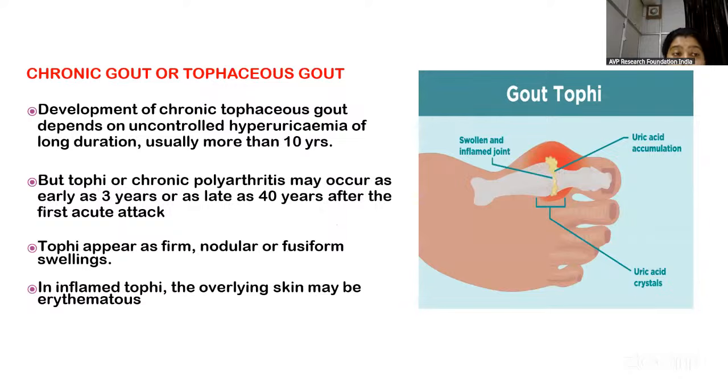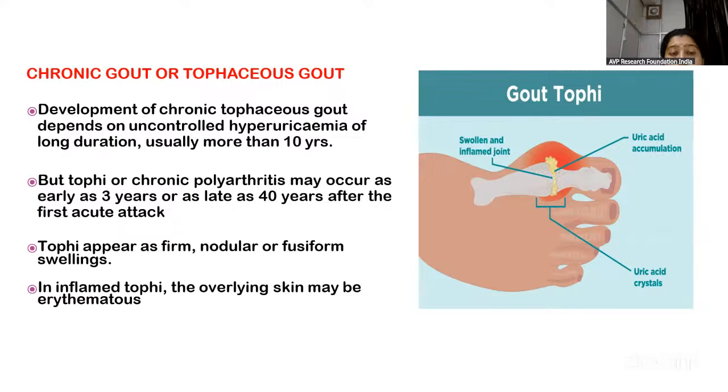Next, moving on to the last stage, chronic gout or tophaceous gout. Development of chronic tophaceous gout depends on uncontrolled hyperuricemia of long duration, usually more than 10 years. But tophi or chronic polyarthritis may occur as early as 3 years or as late as 40 years after the first acute attack. Tophi appear as a firm, nodular, or fusiform swelling. In inflamed tophi, the overlying skin may be erythematous.